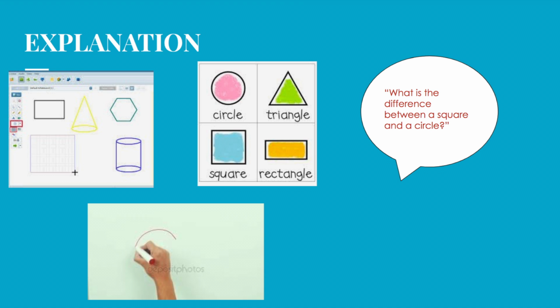Third, the teacher will draw a circle on the whiteboard or interactive board. The teacher will ask the class how many edges the circle has. After some discussion, the teacher will ask questions such as, what is the difference between a square and a circle? At this point, the teacher will briefly mention to the class that the circle does not have any edges or vertices, since there aren't straight lines or corners on a circle.